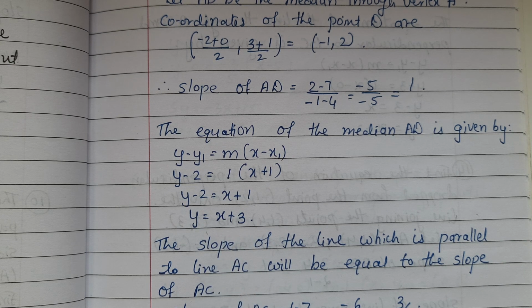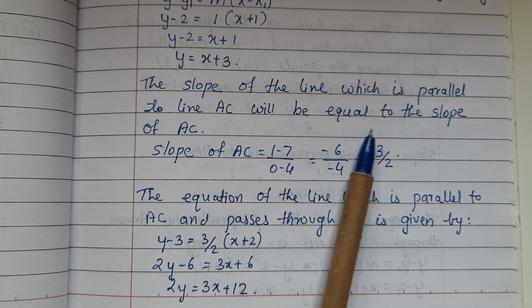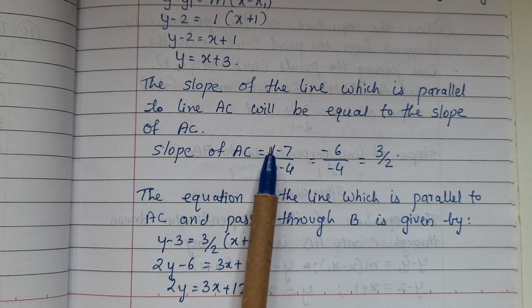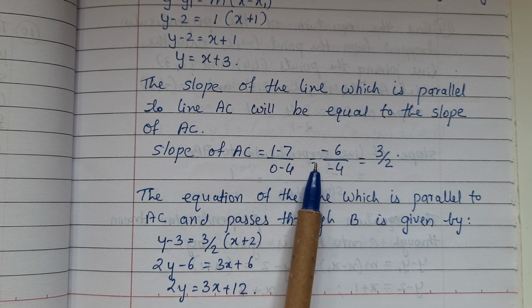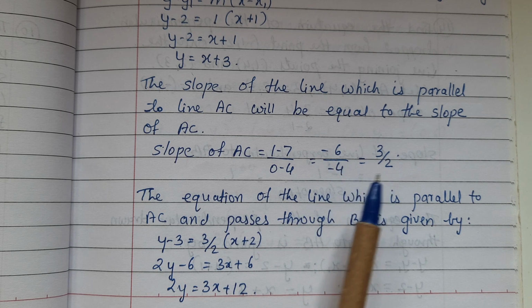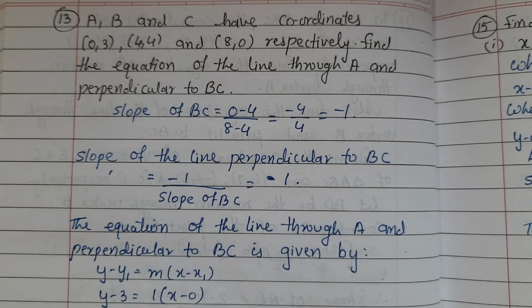The slope of the line which is parallel to line AC will be equal to the slope of AC. So slope of AC equals (1 minus 7) upon (0 minus 4), equals (minus 6) upon (minus 4), equals 3 upon 2. The equation of the line which is parallel to AC and passes through point B is given by y minus 3 equals 3 upon 2 into (x plus 2), 2y minus 6 equals 3x plus 6, 2y equals 3x plus 12.